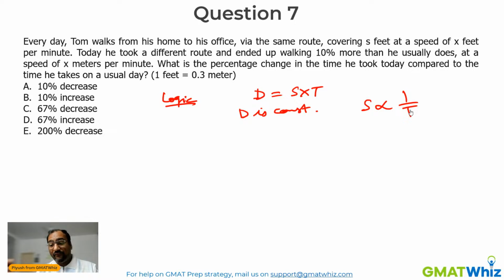If you know the ratio of the speed of two people, the time taken for those two people will be inverse. Now, some of you might say, Piyush, how can I apply this concept here? The distance here is not constant. Every day Tom covers S feet, today he is covering 1.1 times S feet, right?